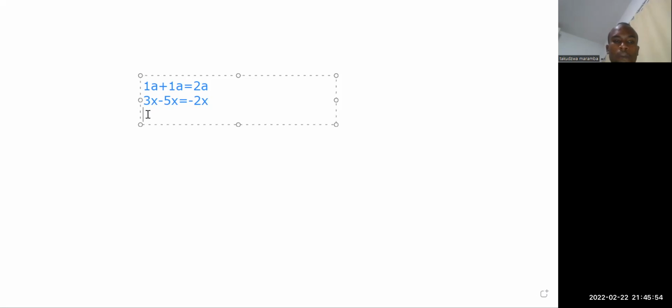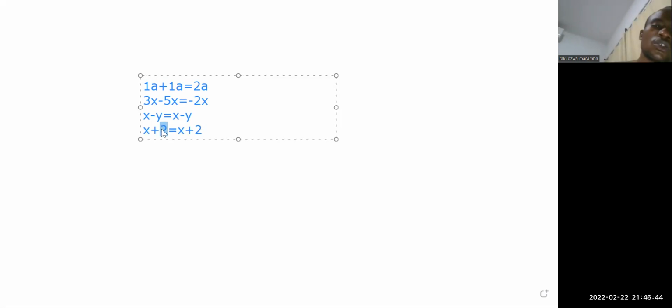Let's move to the next principle. Different variables, their coefficients will not add or subtract each other. For example, if we say x minus y, our answer remains x minus y because the variables are different. They are not of the same class, so they don't add or subtract. The third principle: variables and constants don't add or subtract each other. For example, x plus 2 remains x plus 2 because x is a variable and 2 is a constant, so the answer remains like that.